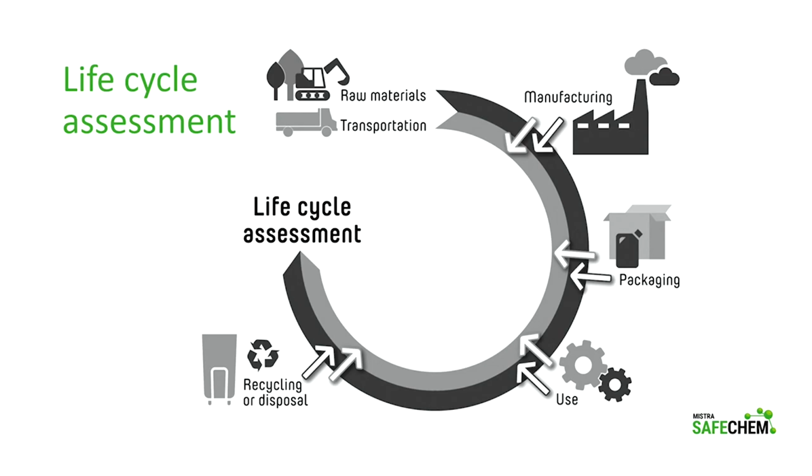So in LCA, we start from a function, and that could be provided by a product or a service. And for this function, we look at its full life cycle from cradle to grave. And for this life cycle, we quantify flows of raw material outtake and emissions. So we go from raw material outtake via manufacturing, packaging, use, and then towards end-of-life options. That could be recycling or disposal. And then we quantify these flows of emissions or raw material outtake.